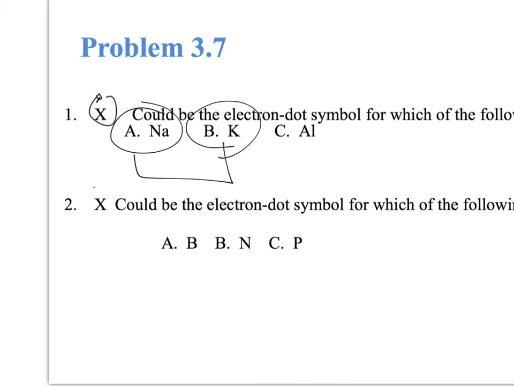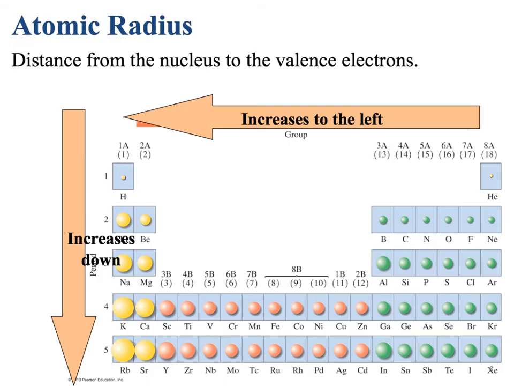This one over here doesn't show, but it has 5 dots, meaning that it's in group 5A. So we look at the periodic table and we see that nitrogen and phosphorus, they are both in group 5A. Therefore, that could be the structure for either one of those.